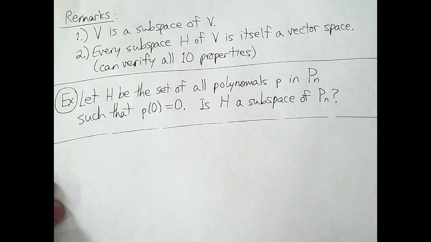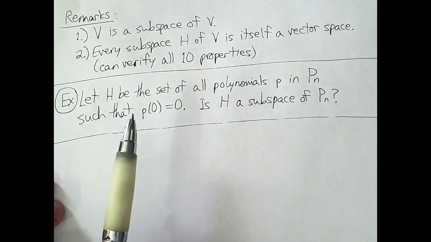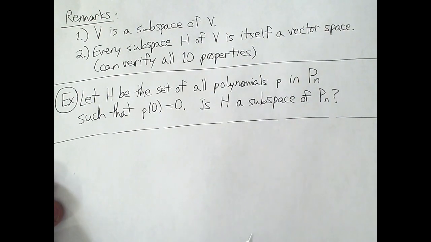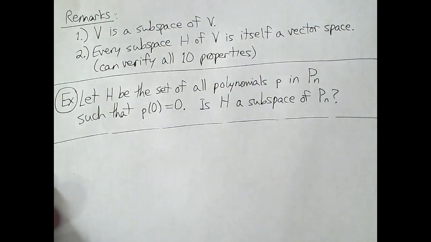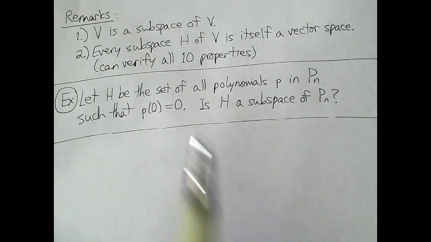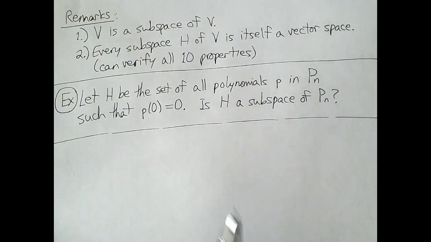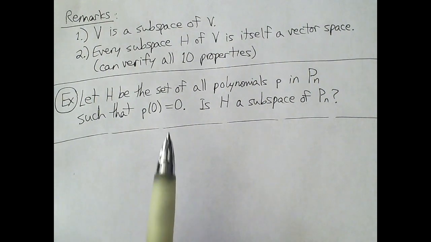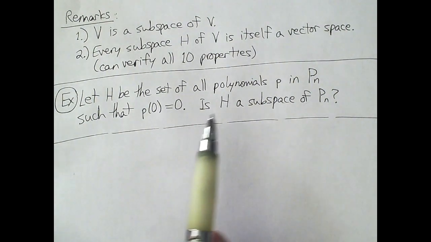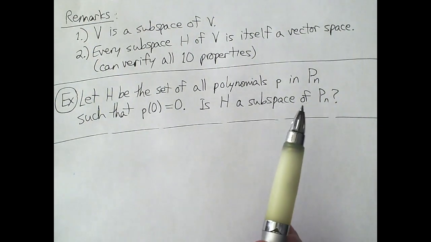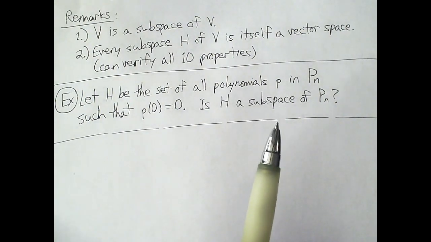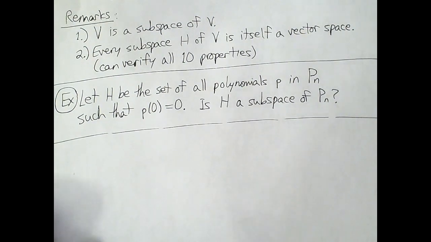Pn, we know, is a vector space. I'm choosing some of the polynomials in Pn, the ones that have p of 0 equal to 0. Visually or graphically you could say they're the ones that pass through the origin. But yeah, they send 0 to 0. Is that set of polynomials a subspace? It would have to satisfy the 3 conditions that we just wrote above in the definition of subspace.